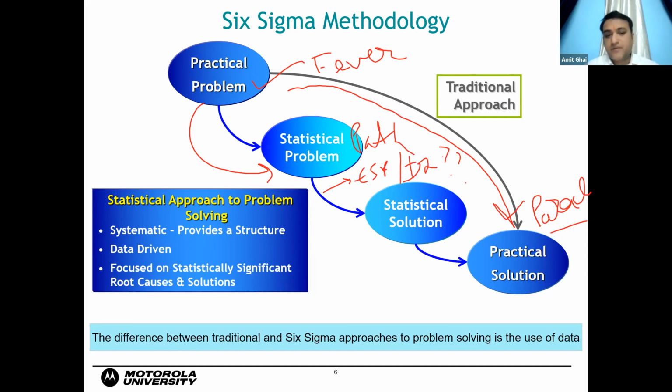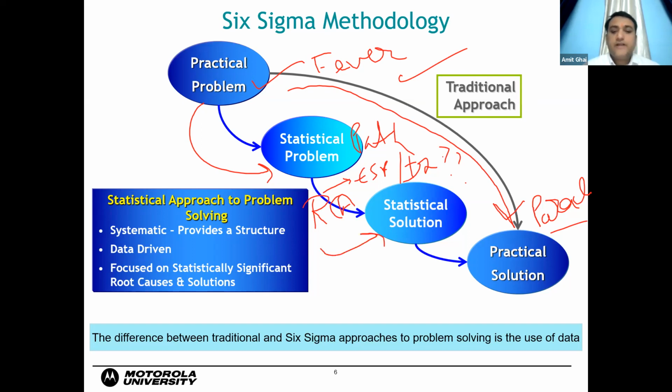So now what is happening? You have converted the practical problem into a statistical problem. An important thing here is that now you know the root cause analysis. You know why the fever is happening again and again, right? In the traditional approach, you had the fever, you took the paracetamol, and you were not aware why it was happening. But using the statistical problem solving technique, now you know that.